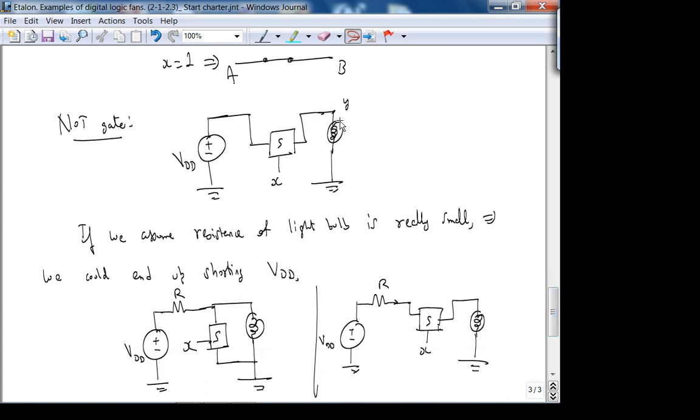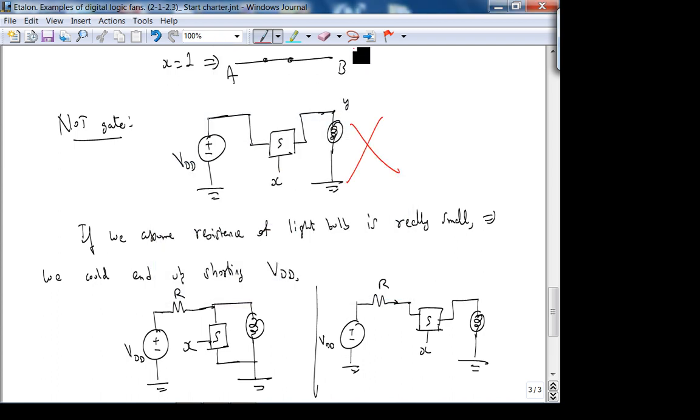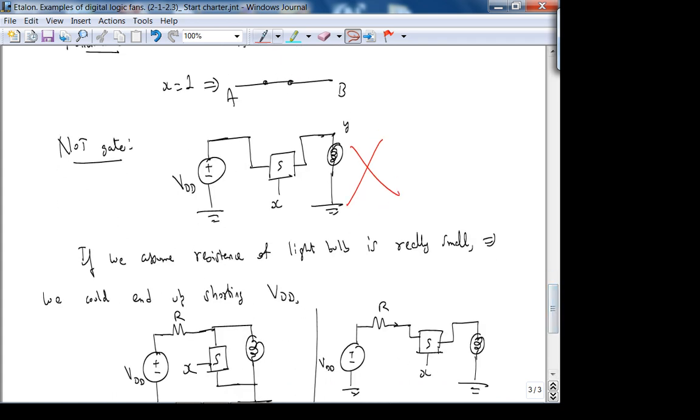Okay, so going back to this, does this work? No, it doesn't, right? So this doesn't work. You see why this doesn't work, right? So when X is 0, switch is open, correct? What's the output? 0, right? When X is 1, switch is closed. So it basically doesn't do anything, right? Just a buffer. So I'm glad you guys saw it instead of me telling you. So this one also doesn't work.